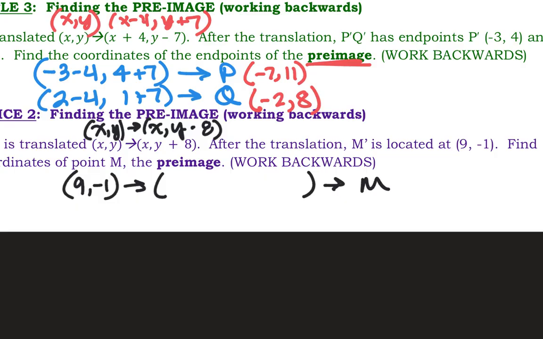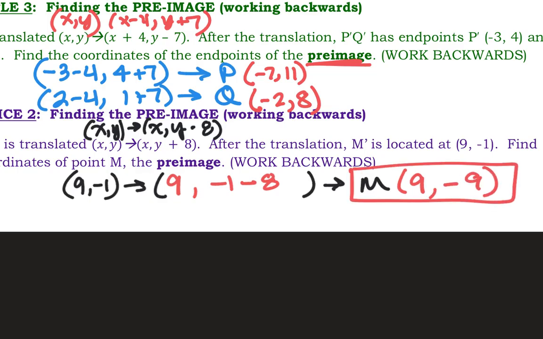Okay, so if you notice there's nothing with the x, right? What does that mean about the x? Nothing's happening to it. That's all it means. Nothing's happening to the x. To the y, instead of adding the 8, you need to subtract the 8. So what would be negative 1 minus 8? Negative 9. And that would be the location of the original m.